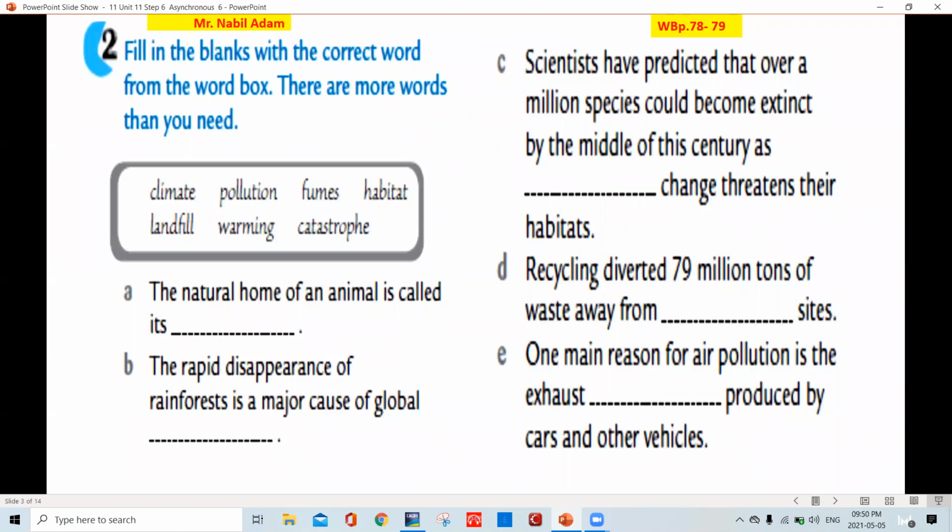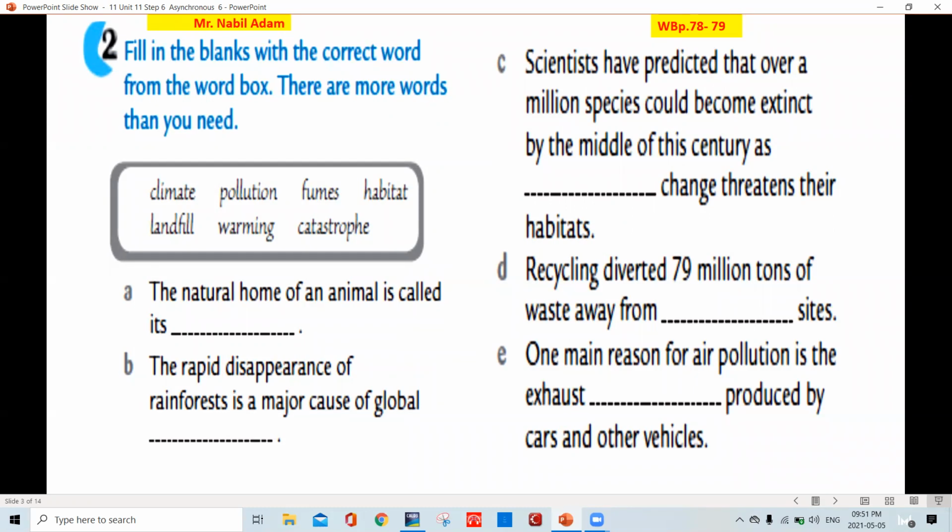So we've got here A, B, C, D, E. Five sentences, and you have seven words. Climate, pollution, fumes, habitat, landfill, warming, catastrophe. Catastrophe, a disaster. Now fill in with words from the list to complete the sentence correctly.